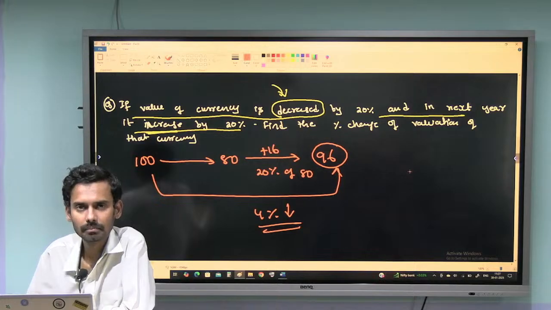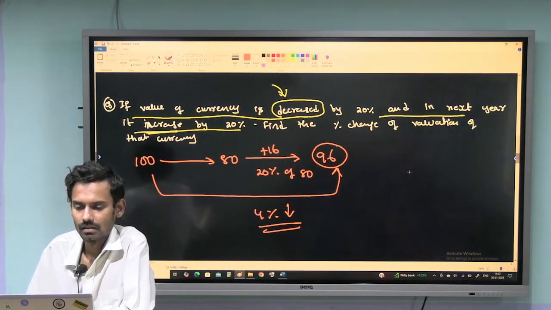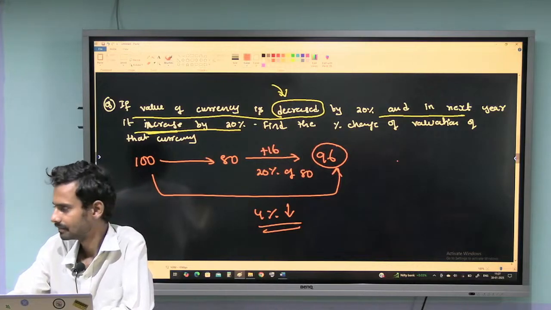So this is one of the properties of percentage, wherein the order of percentage change will not affect the final answer. Hope everyone is getting this.